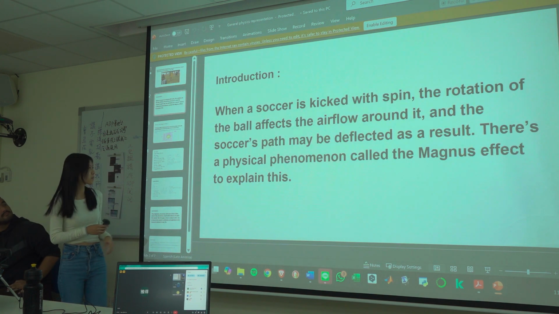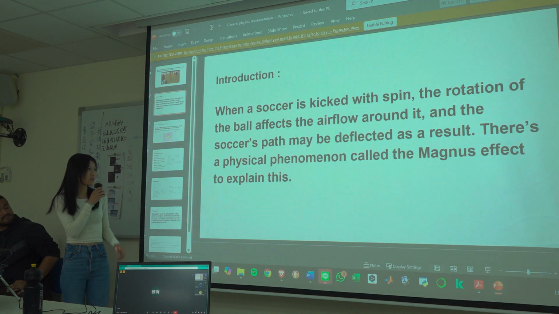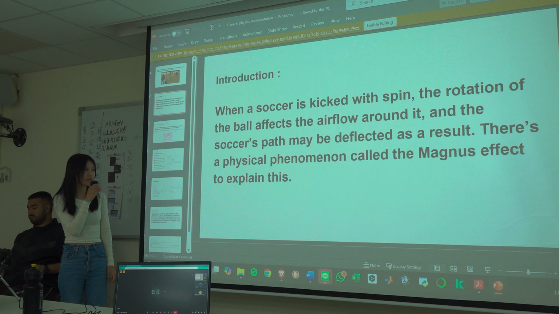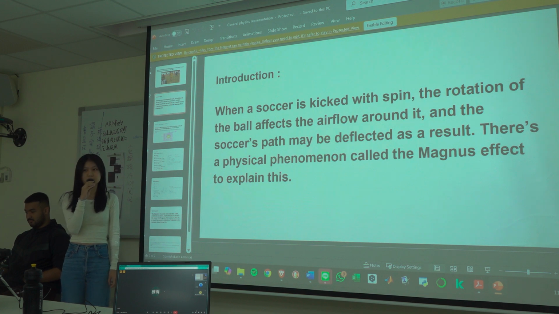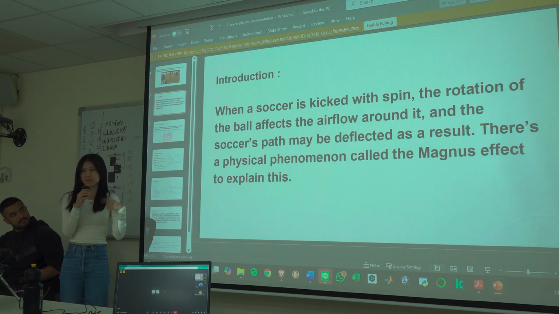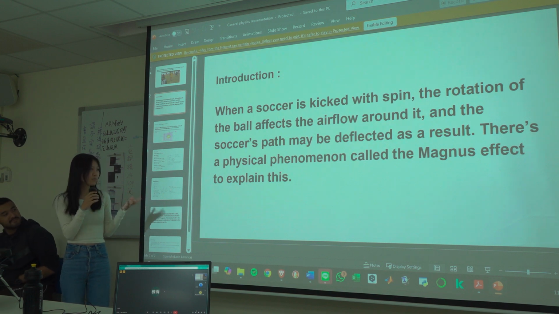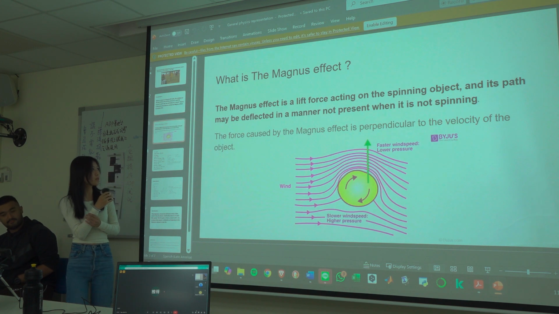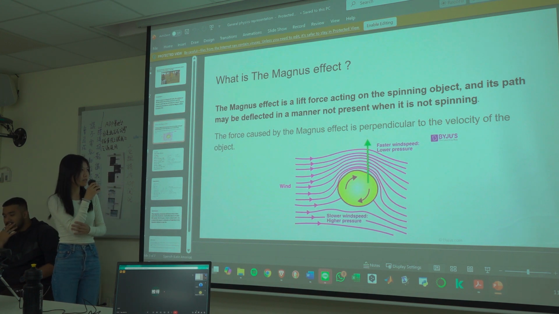It shows when a soccer ball is kicked with spin, the rotation of the ball affects the airflow around it, and the soccer ball's path may be deflected as a result. If the ball is not spinning, then there won't be this kind of phenomenon. There is a physical phenomenon called the Magnus effect to explain this. So what is the Magnus effect?